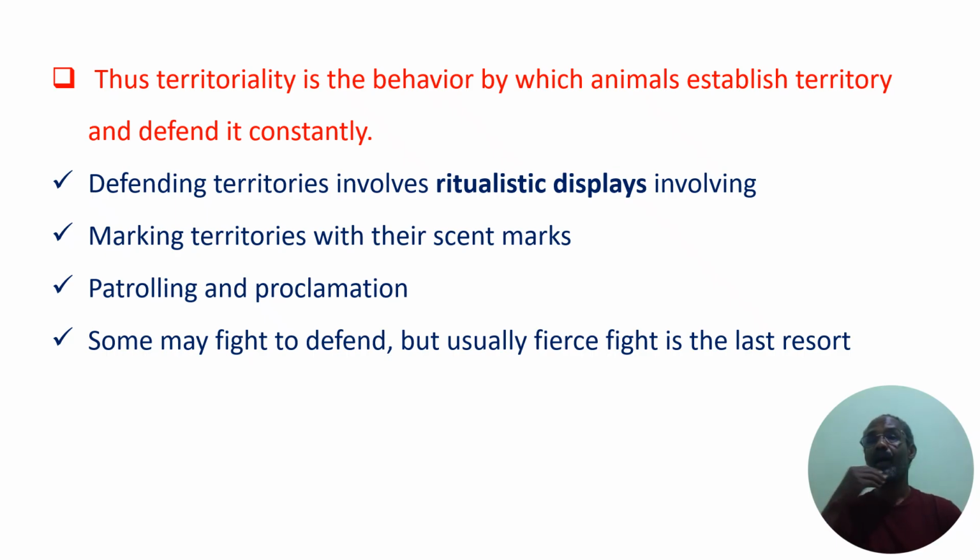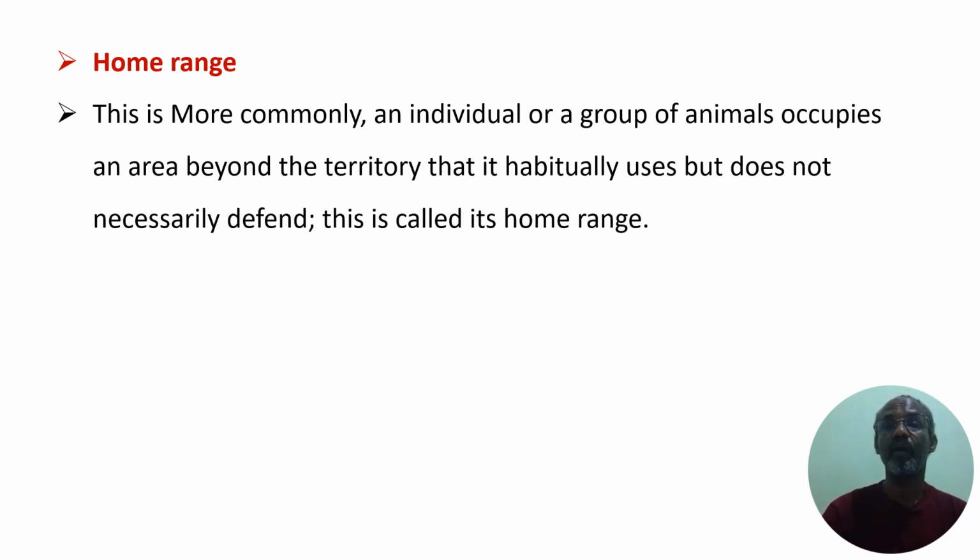They may go and move around and check for any animal coming into their territories, and also proclamation. They may produce sound and tell if anyone is around, I am here, this is my territory. They proclaim it, usually by producing sound, that this territory is mine. Some may fight to defend, but usually fighting is the last resort. They do not immediately enter into a direct fight, but first they show off some exaggerated features, which, if the intruder goes away, can help to prevent the direct fight, of course.